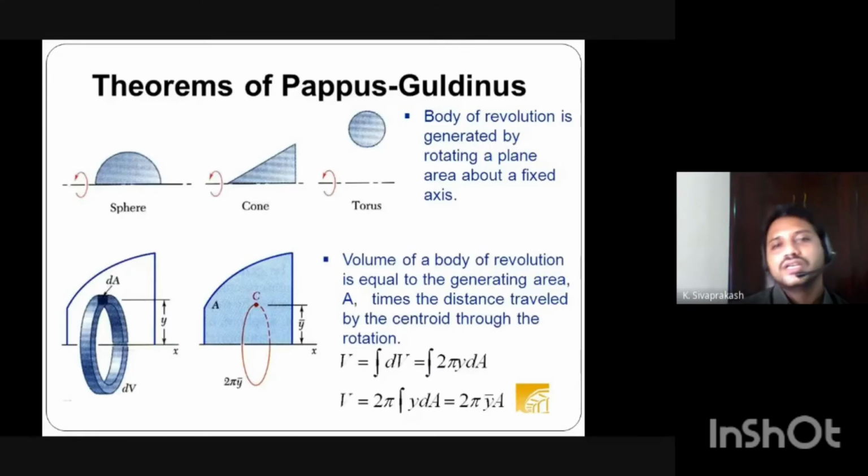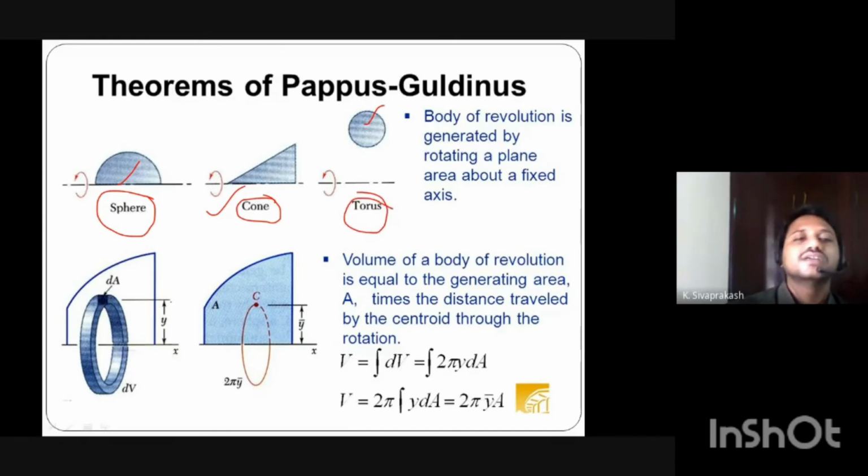And now let us see some examples. Here the semicircle area is rotated, and the solid generated is a sphere. Here the triangle area is rotated with respect to a non-intersecting axis, and a cone solid will be generated. And the torus: here the circle area is rotated about an axis at some distance from it, and the torus solid will be generated. Okay, so this is the explanation of theorem 2.